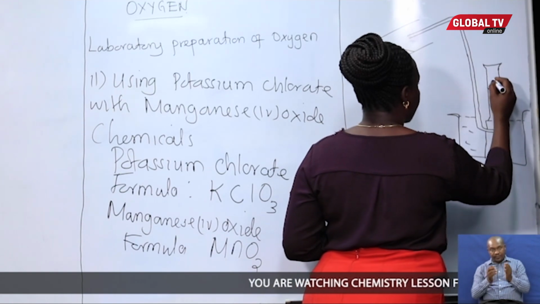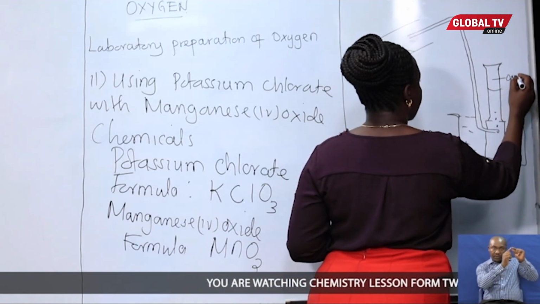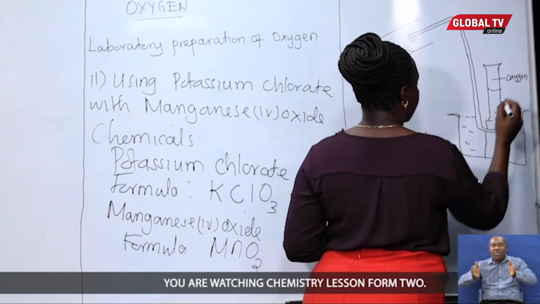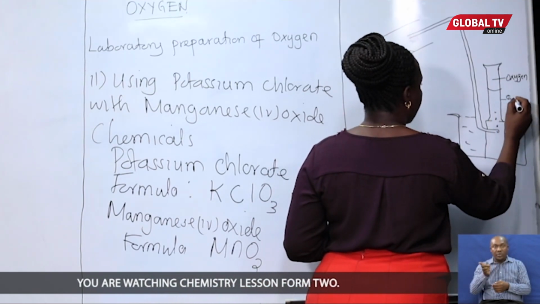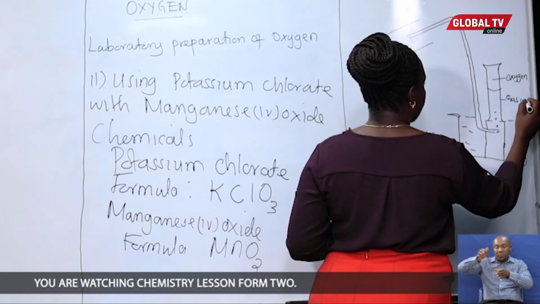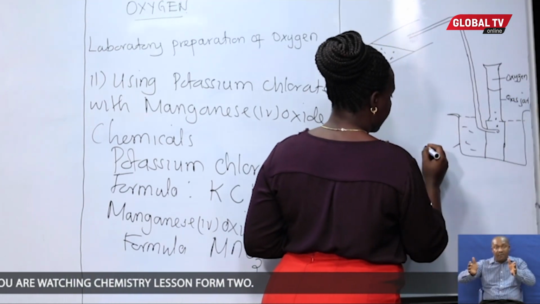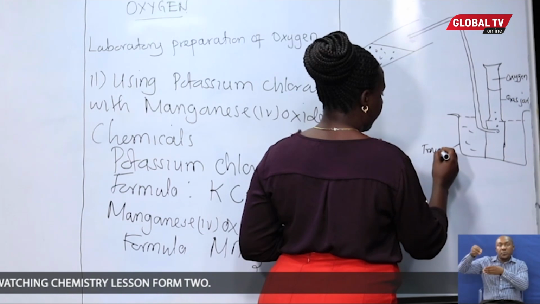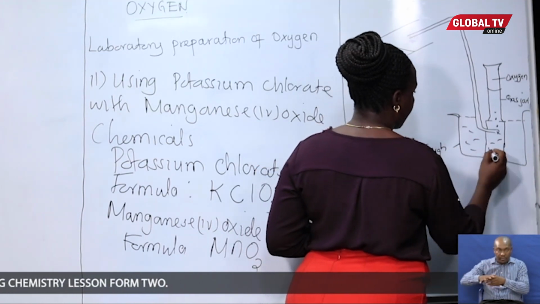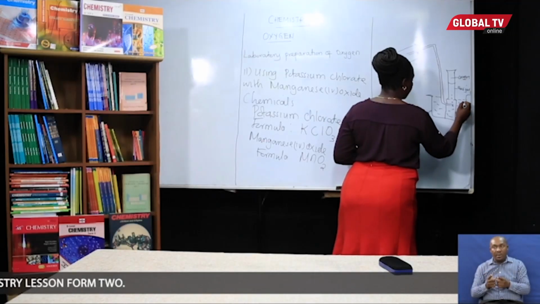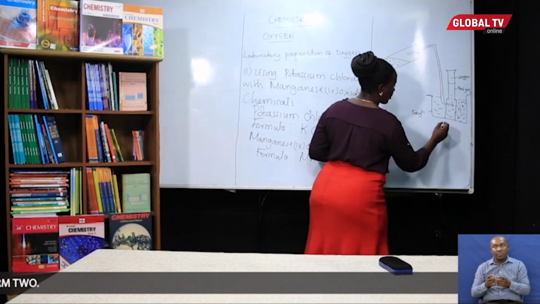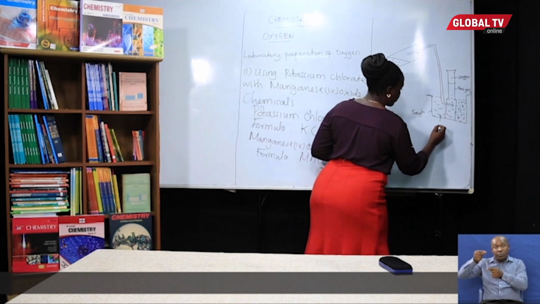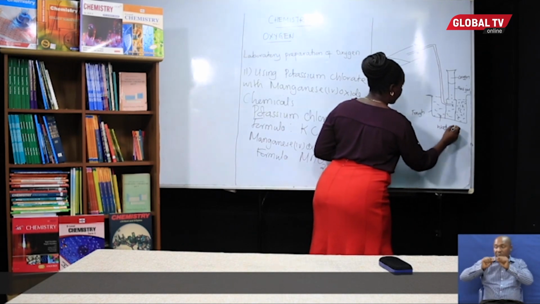And then oxygen is collected here. This is oxygen gas. And this is a gas jar. This is a trough. It is called a trough. And inside the trough, we must fill water, because you are going to see why we collect oxygen by using water. So inside there is water. We fill water.